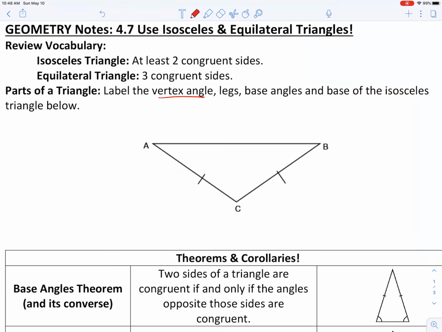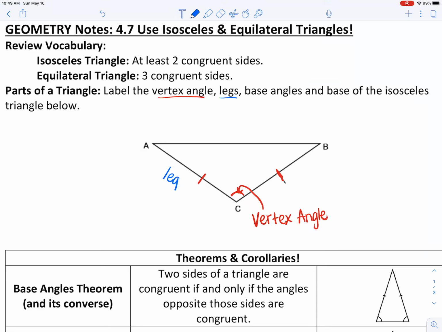So it is important to learn some vocabulary about the parts of a triangle. First, we're going to talk about vertex angle. So in this triangle below, I see that this side and this side are the same. They are congruent due to those two tick marks there. So that means that this triangle is isosceles. Now the vertex angle is this angle right here. That's the angle that is in between the two sides that are congruent. So that is the vertex angle. So I'm just going to identify that. It's right there.